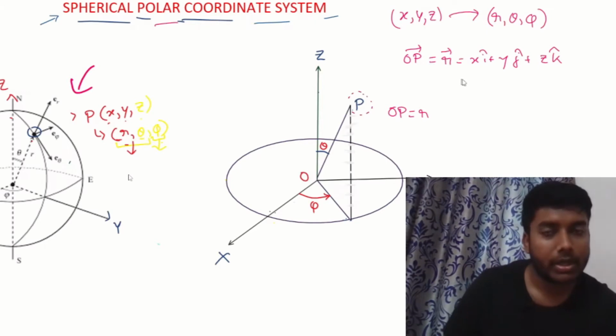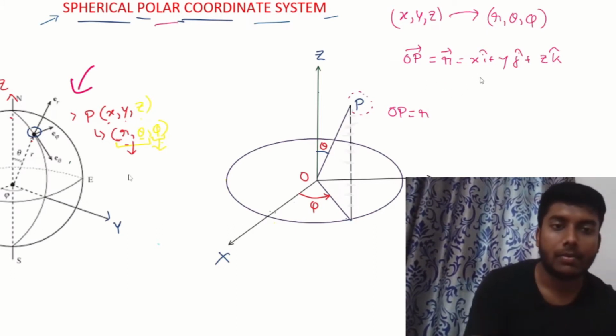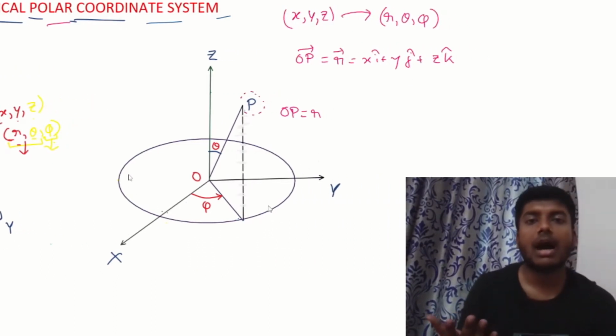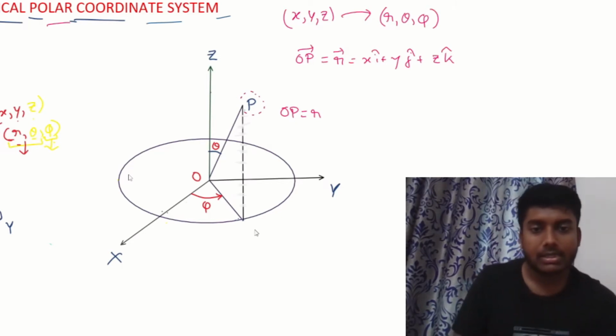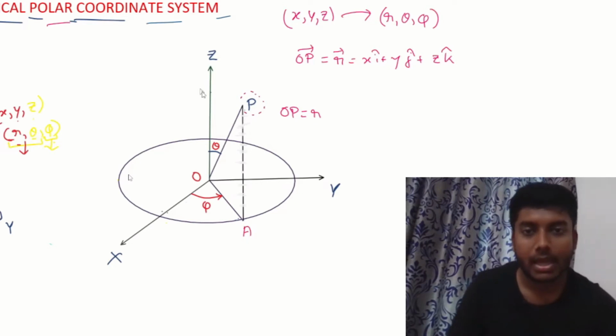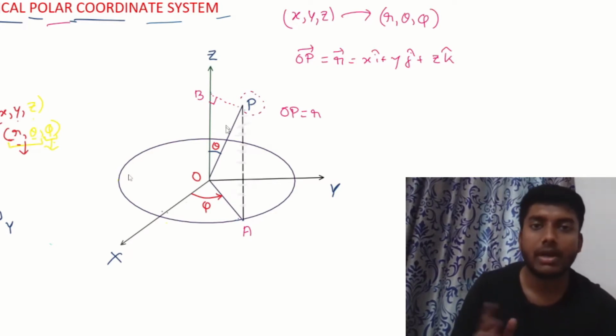Now we can also write it in terms of r, theta and phi. I can convert this x, y, and z with r, theta and phi. How? Let us understand this. This is OP. Suppose this point is A, and we have another point here. Here we have drawn a perpendicular, and suppose this point is B. Then we get the rectangle OAPB.